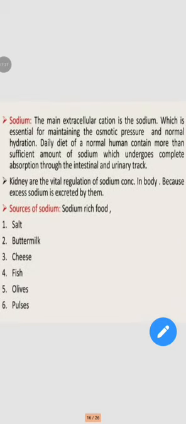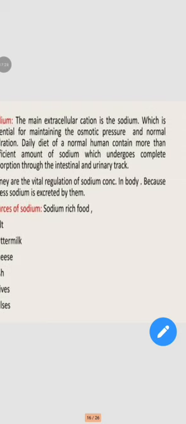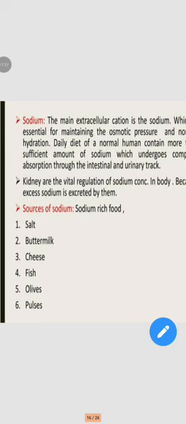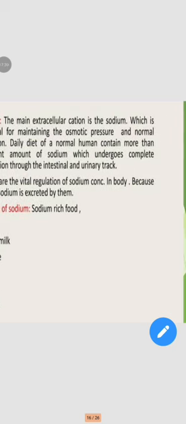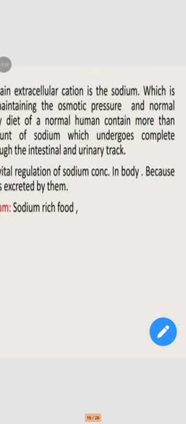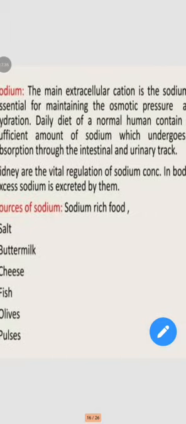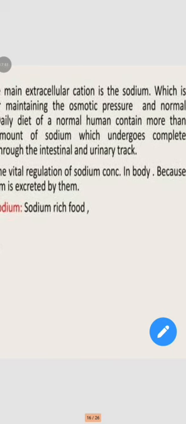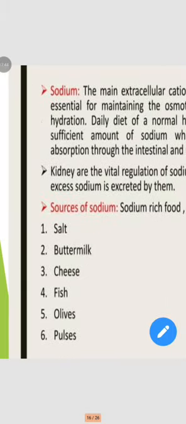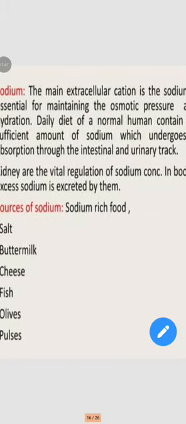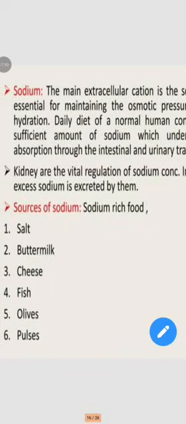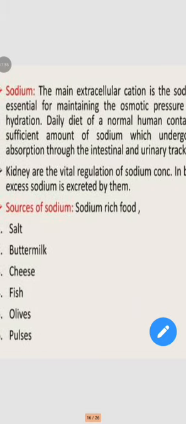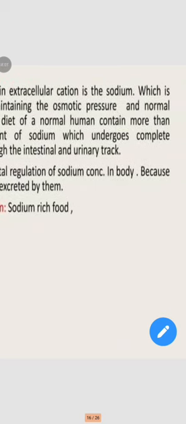The next electrolyte is sodium. The most abundant extracellular cation is sodium, which is essential for maintaining osmotic pressure and normal hydration. The daily diet of a normal human contains more than a sufficient amount of sodium, which undergoes complete absorption through the intestinal tract. The kidneys are vital in regulating sodium concentration in the body.